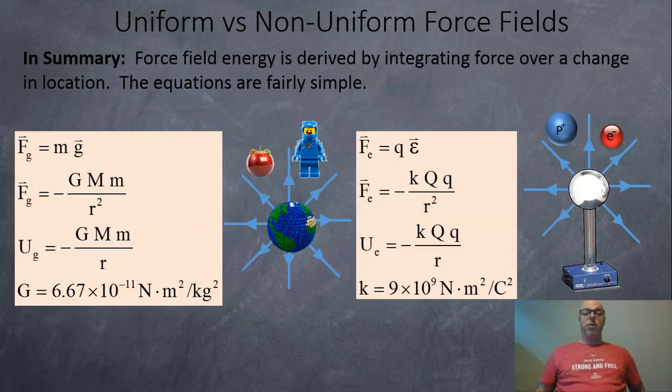Okay, so in summary, force field energy is derived by integrating force over change in location. The equations are pretty simple, as you can see. The big difference between force and energy is an r squared versus an r. I hope this helps. Thank you.